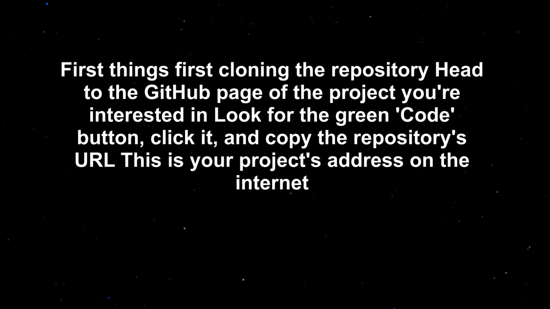First things first, cloning the repository. Head to the GitHub page of the project you're interested in, look for the green code button. Click it and copy the repository's URL. This is your project's address on the internet.